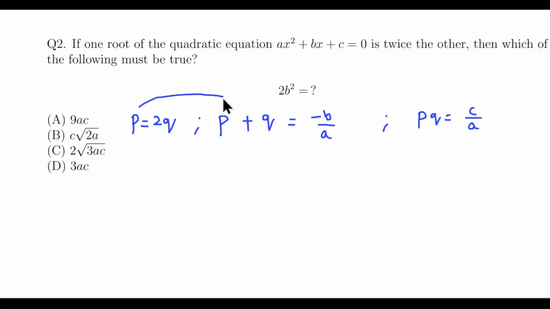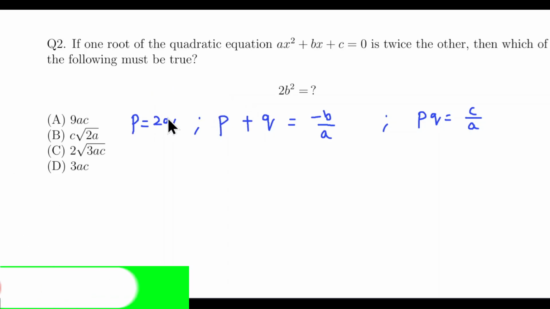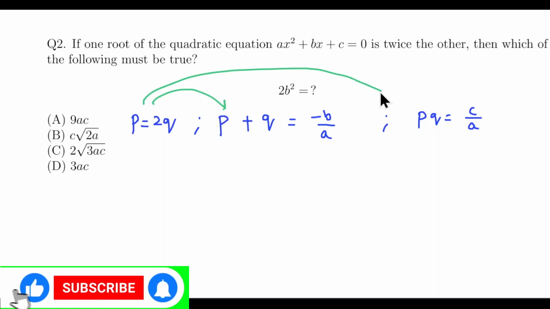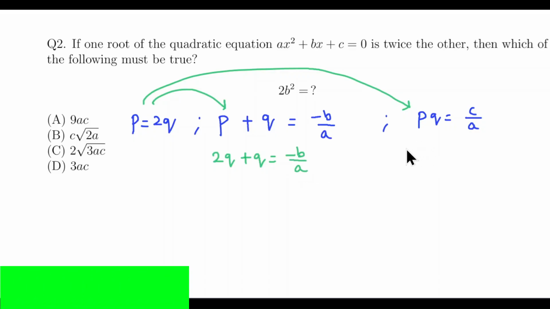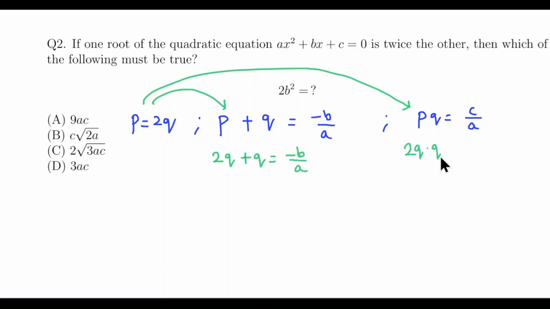So I think that's a pretty easy way. I can just eliminate p from here. So I'm going to sub in p as 2q in the first equation and p as 2q in the second equation as well. So this is going to look like 2q plus q is equal to negative b over a, and 2q times q is c over a, right? 2q plus q is 3q. 3q will be negative b over a, which means that q is equal to negative b over 3a if I divide both sides by a.